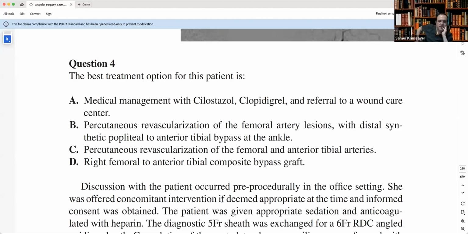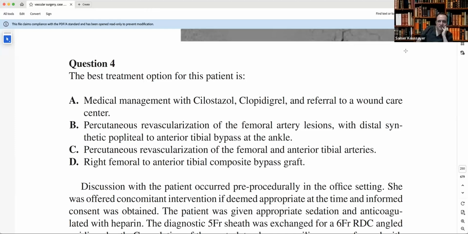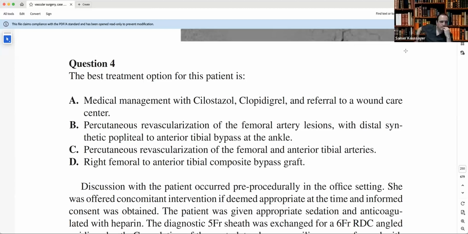Next one. C. Percutaneous revascularization of the femoral and anterior tibial arteries. Yeah, this is the correct one also. Anterior tibial has multiple stenoses and can be done percutaneously with angioplasty alone. D. Right femoral to anterior tibial composite bypass graft. Well, for a TASC B lesion, I think it's too much. Too much, yeah.